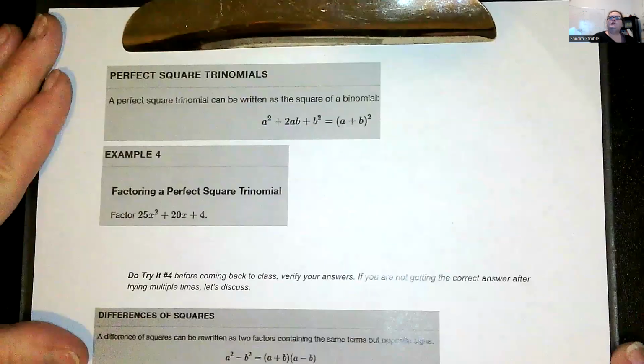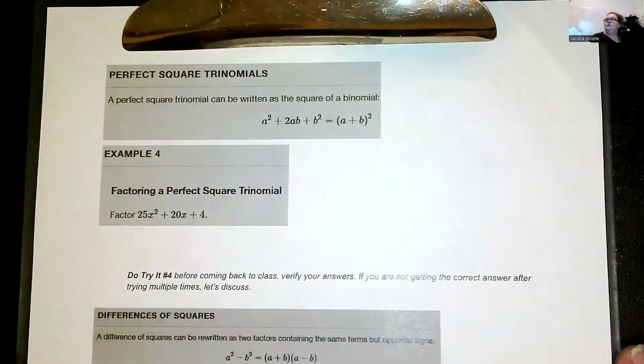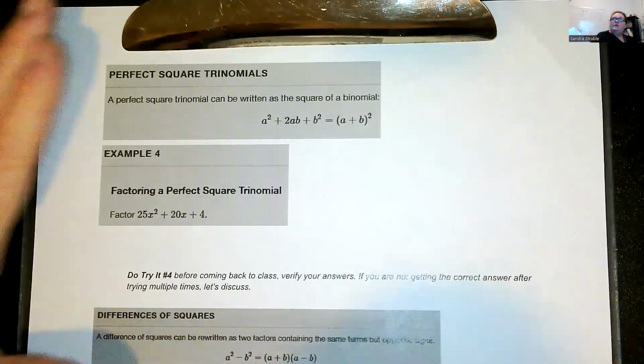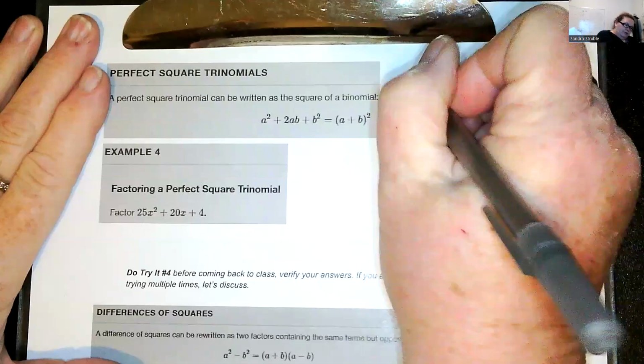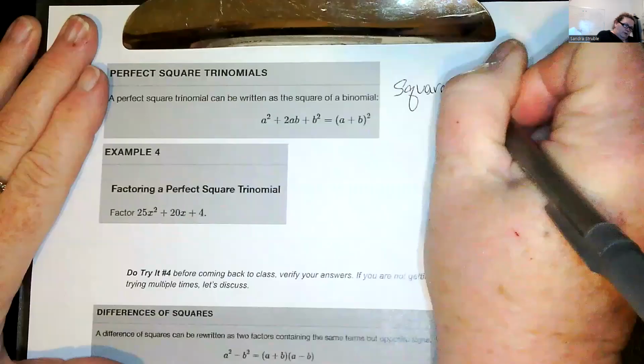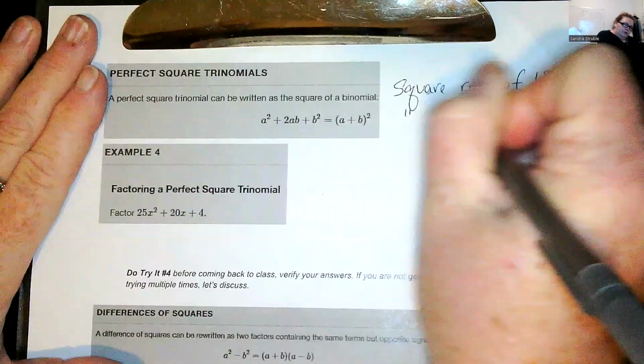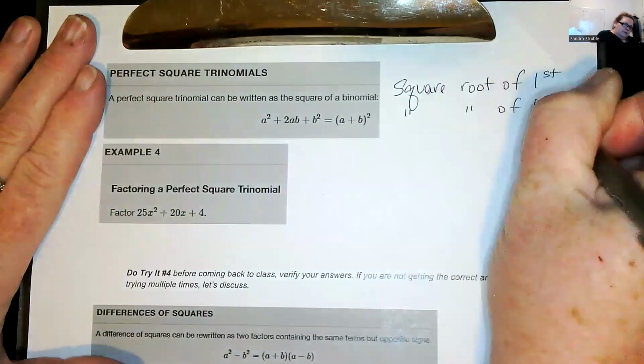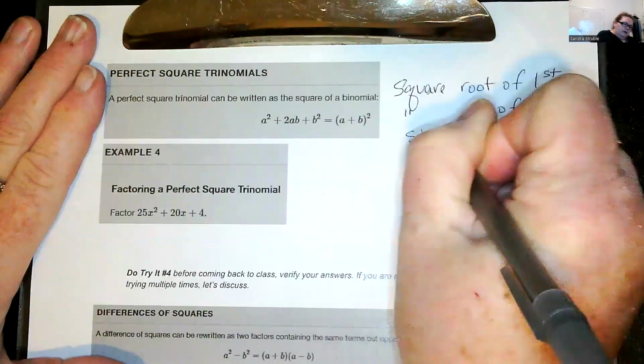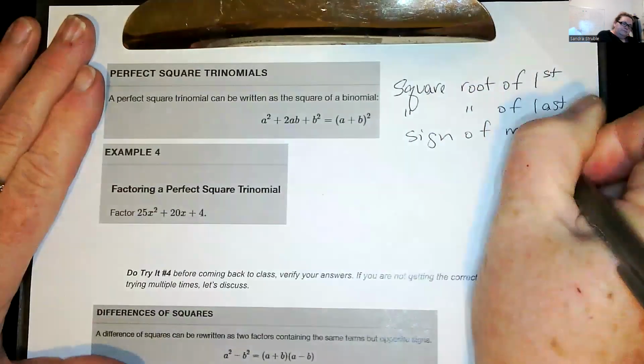All right, let's look at perfect square trinomials. The perfect square trinomial can be written as a square of binomials. Factoring a perfect square trinomial is just taking the square root of the first, square root of the last, and the sign of the middle. And that's the way I always think of it. So square root of first, square root of last, sign of middle term.